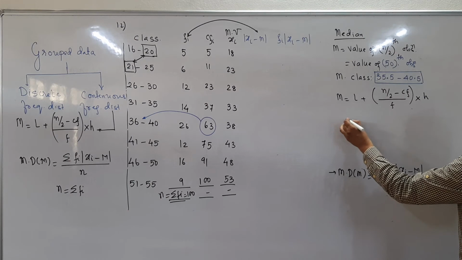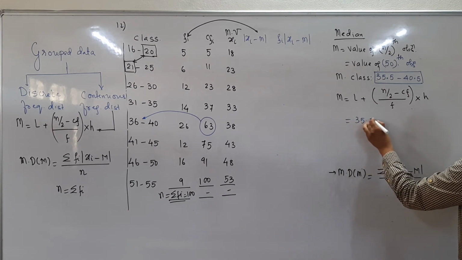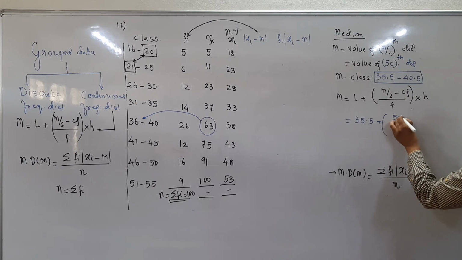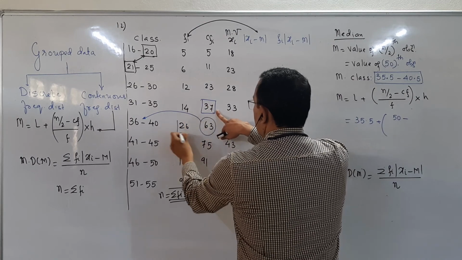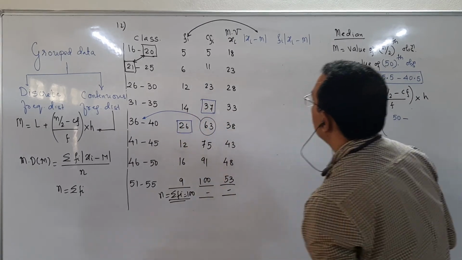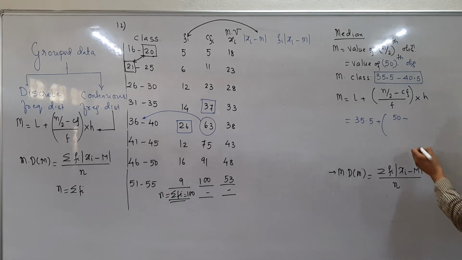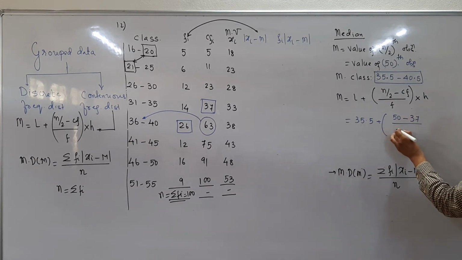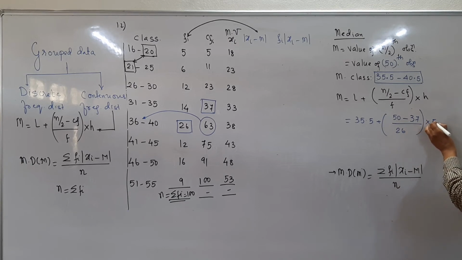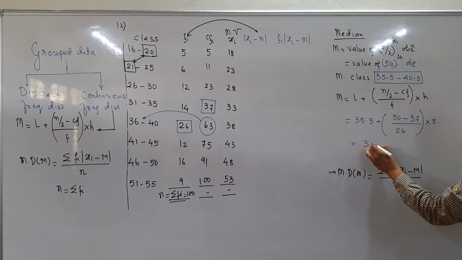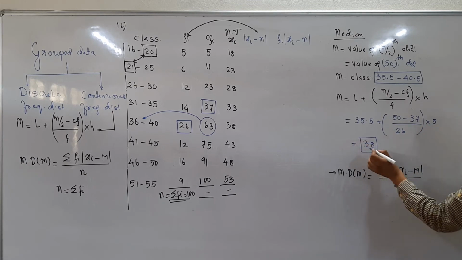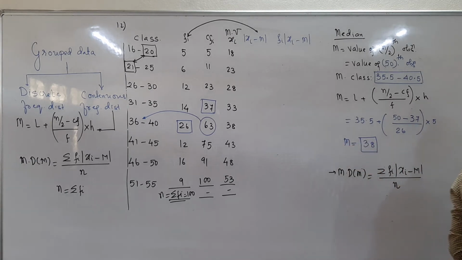Now L is the lower boundary point of the median class, so 35.5. N by 2 is 50. CF of the above class is 37. Frequency of the median class is 26, and h, the class length, is definitely 5. So 13 times 5 by 26, 5 by 2 is 2.5. So the median is 38. Students, the median is 38.